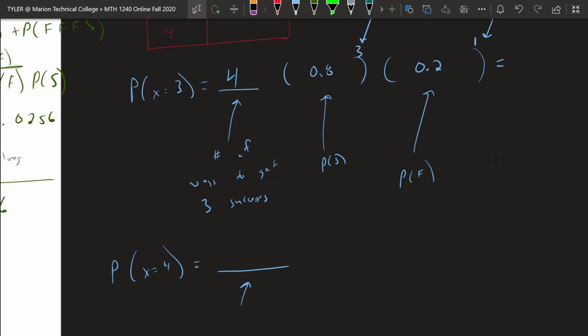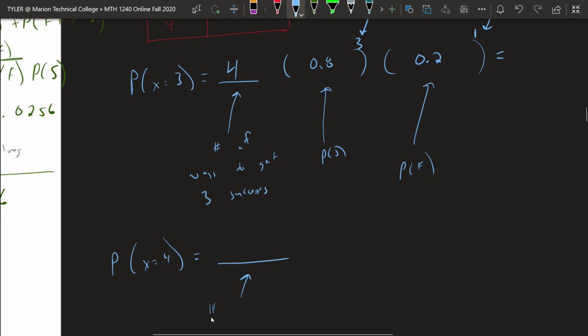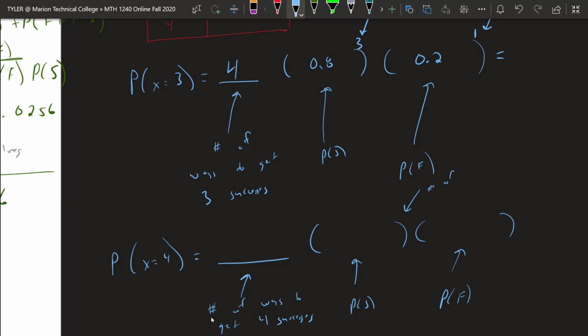Again, what would go here would be the number of ways to get 4 successes. And then we would have here the probability of having a success, here the probability of having a failure, and then this would be the number of successes, would be the exponent, because you'd have that many factors, right? And this would be the number of failures.